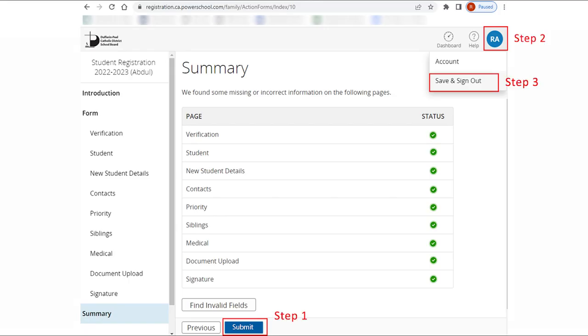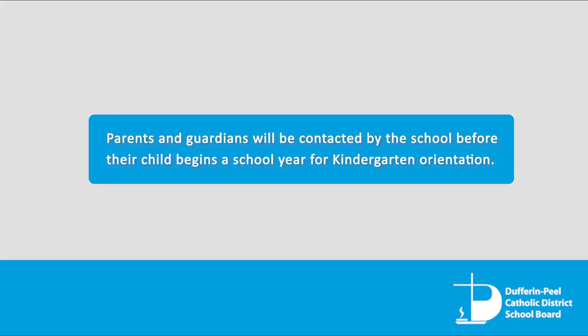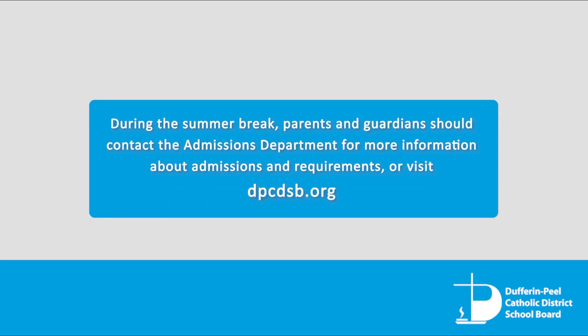Once the form has been completed, click Submit. Once the form has been successfully submitted, click Sign Out in the top right corner. Parents and guardians will be contacted by the school before their child begins a school year for kindergarten orientation. During the summer break, parents and guardians can contact the admissions department for more information about admissions and requirements, or visit dpcdsb.org.